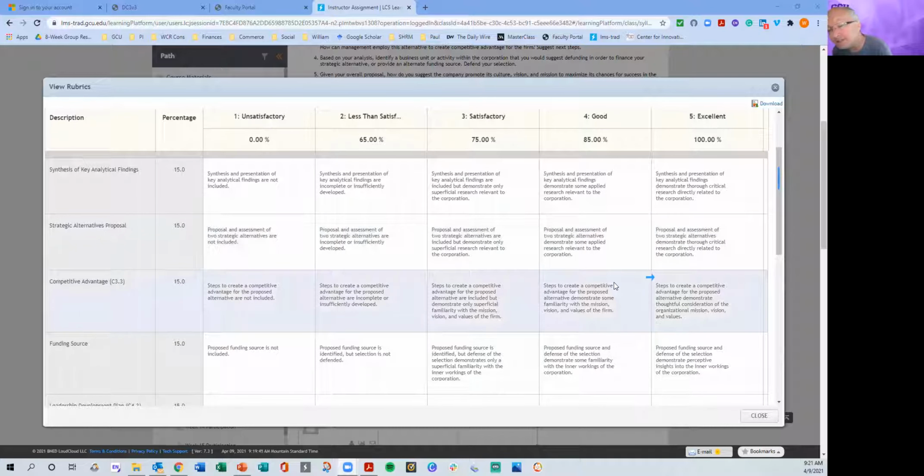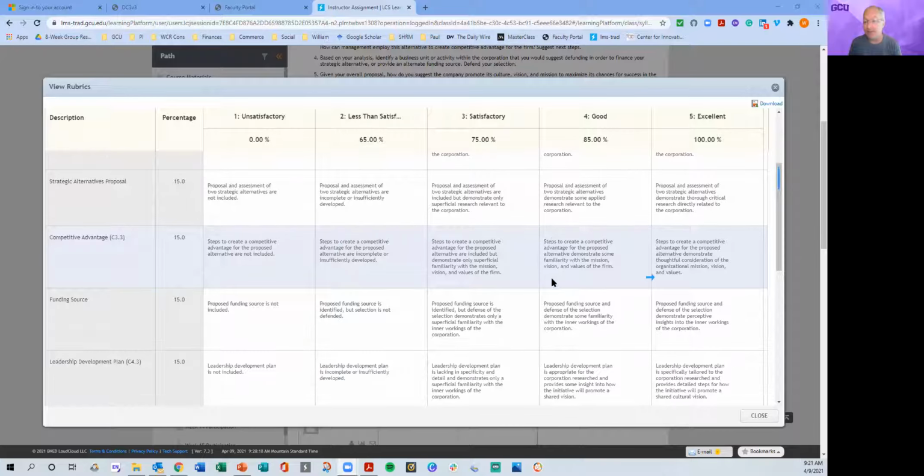Competitive advantage. Steps to create a competitive advantage for the proposed alternative demonstrate thoughtful consideration of the organizational mission, vision, values. State the mission, vision, and values of the organization in your paper. Then specifically tell me what the steps are to create competitive advantage, and show me that they relate to the mission and vision and values. Do that, you'll get full points for this section.